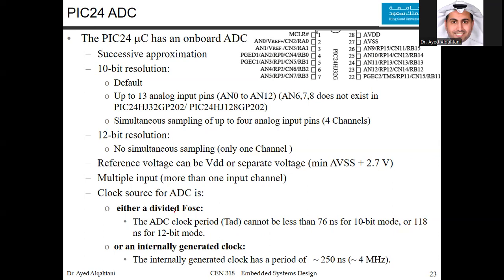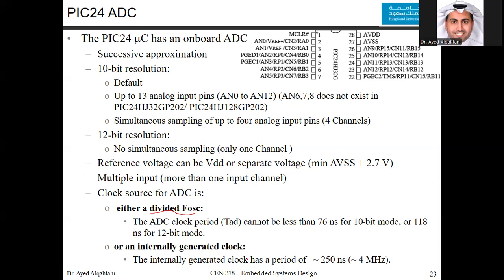So the idea here is you get the frequency of oscillation. You remember the oscillation module. You got the FOSC, and it is divided in a certain way. That's the first option. The second option is an internally generated clock. This internally generated clock is within the ADC module itself. It's outside the oscillator module, and it's actually inside the ADC module.